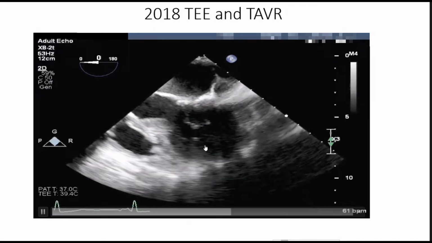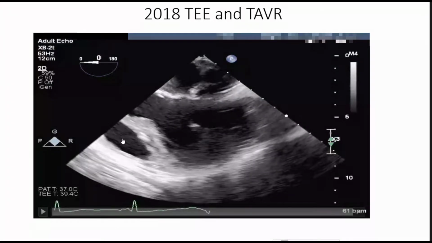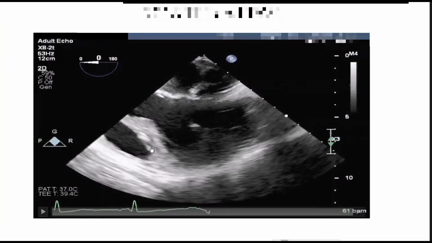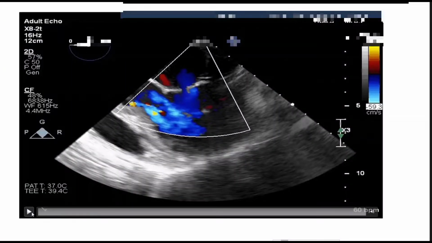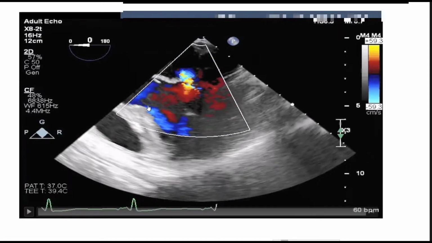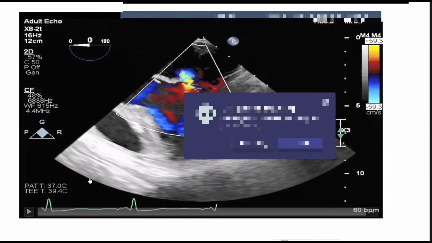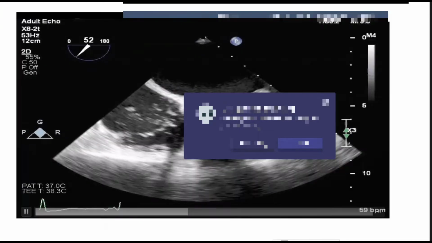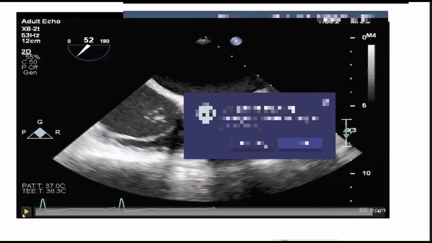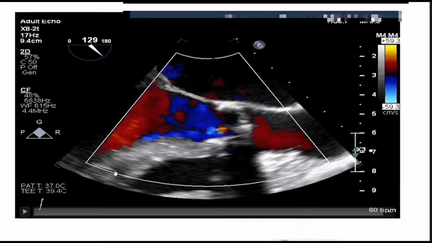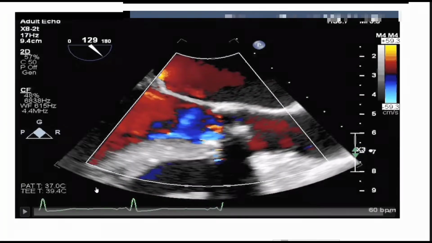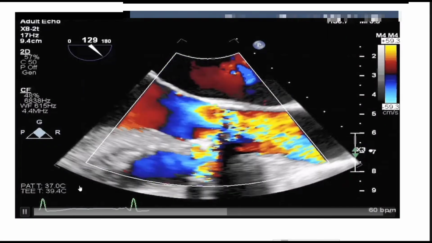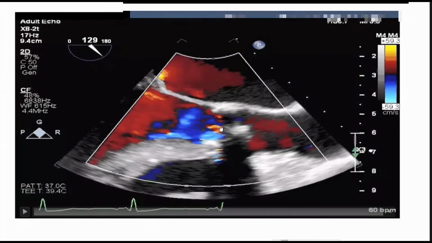Her TEE echo at the time of the TAVR, this again is 2018, shows the dysfunction of that prosthetic valve that she has and some mitral regurgitation as well. This is the original tissue valve from 2013 that you're seeing. So there is obviously stenosis and some regurgitation through that valve with a really markedly abnormal leaflet that you can see at the end that's heavily calcified.